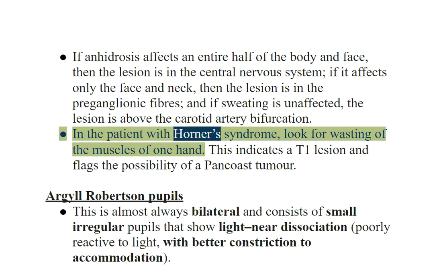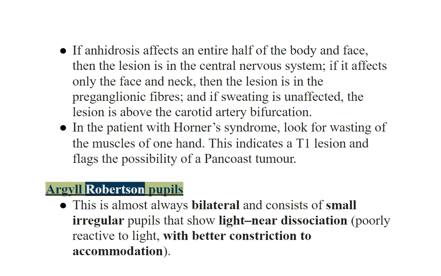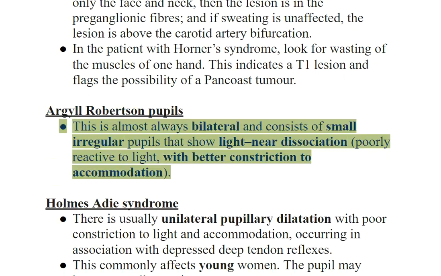In the patient with Horner's syndrome, look for wasting of the muscles of one hand. This indicates a T1 lesion and flags the possibility of a Pancoast tumor. Argyll-Robertson pupils. This is almost always bilateral and consists of small irregular pupils that show light near dissociation, poorly reactive to light, with better constriction to accommodation.